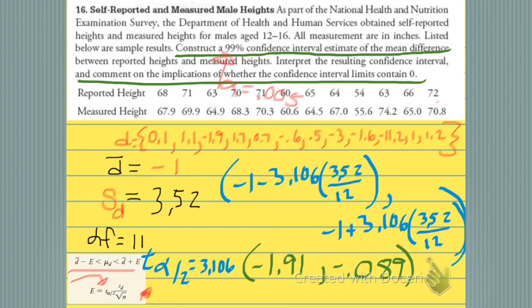So what does that mean? They ask if that confidence interval contains 0. Does that confidence interval contain 0? No. Which means that you can use a confidence interval to test the claim that they measure different.